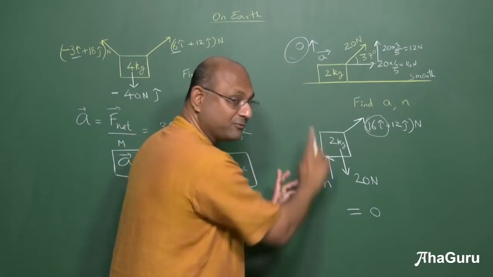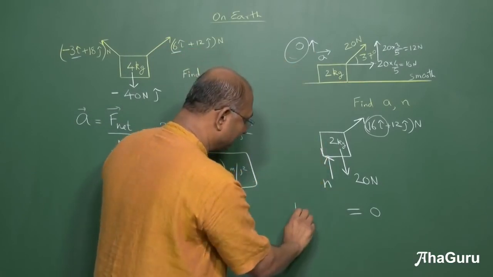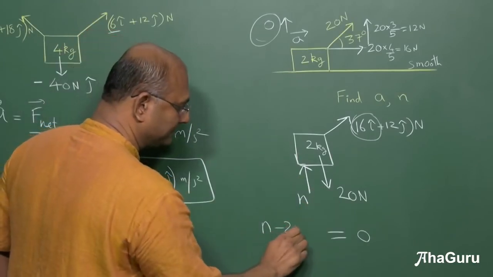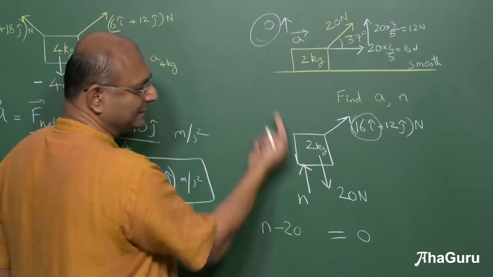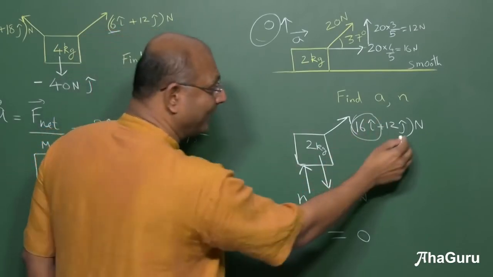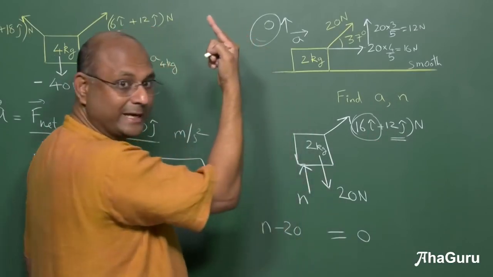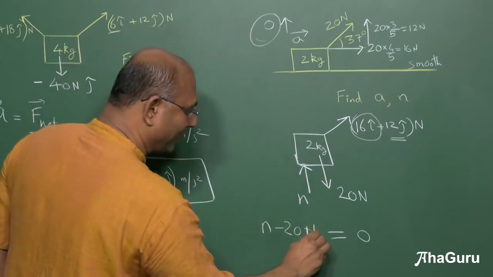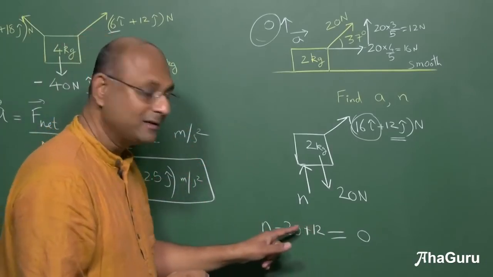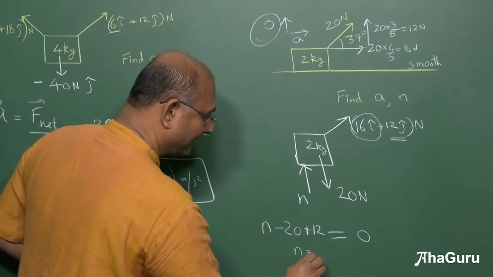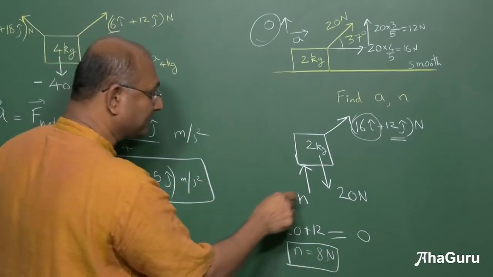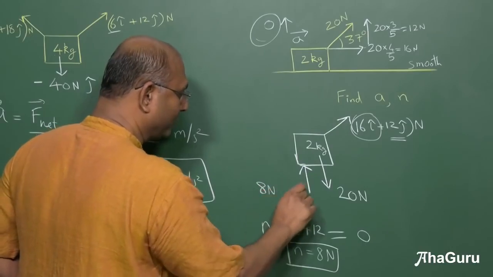Now let us write the net force. N minus 20. Why minus 20? This is up, this is down. And what about this? Up or down? 12, 12. What about this? 12 j cap. It is upwards, right? So plus 12. So what about this? N minus 8 is 0. So what is N? 8 newtons. So this must be 8 newtons.